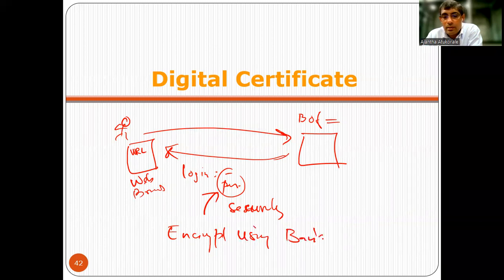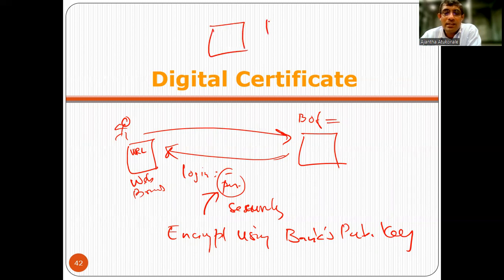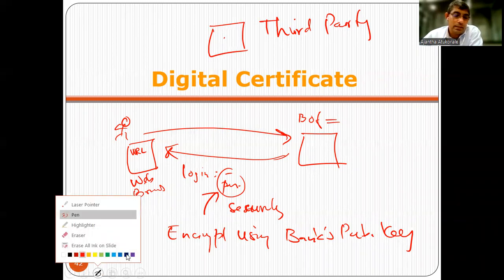the bank's public key, right? But you don't have it. You said, I don't know, right? Don't worry, right? Your browser knows how to do that, right? So your browser will say, there's a third party here. There's a third party. I'll tell what is the third party. So I'll take a different color now at least.